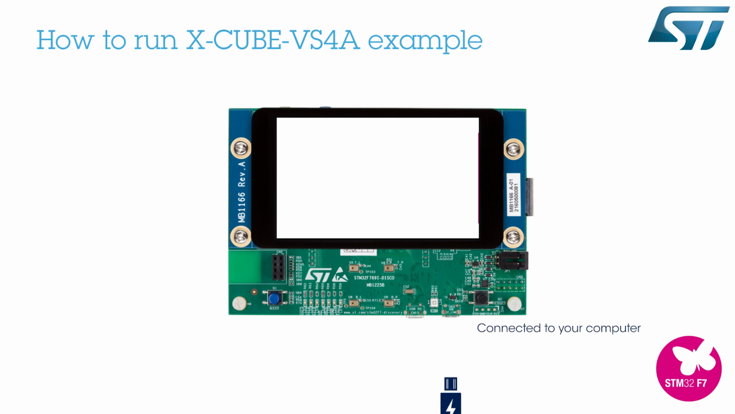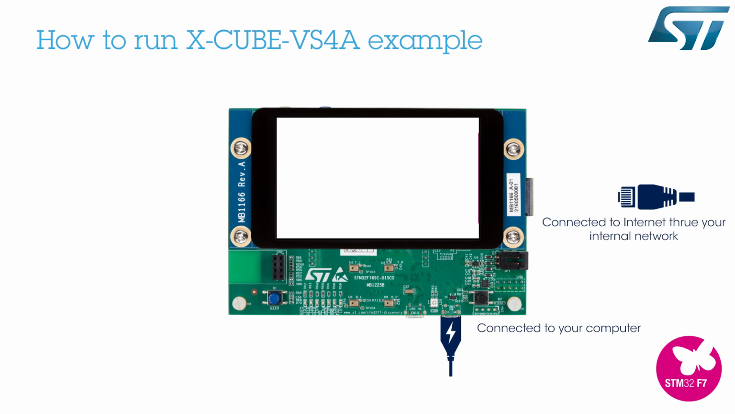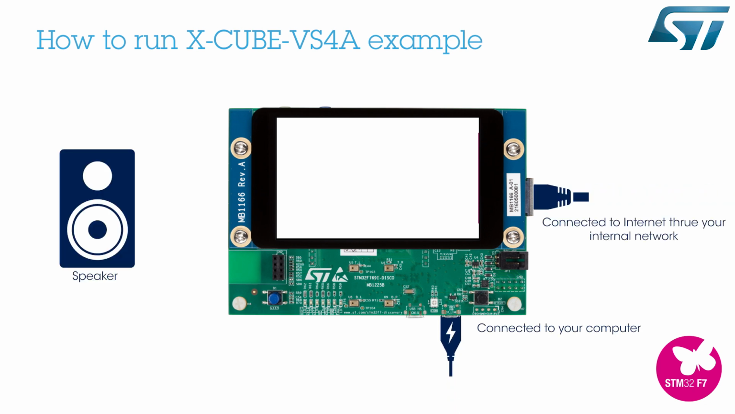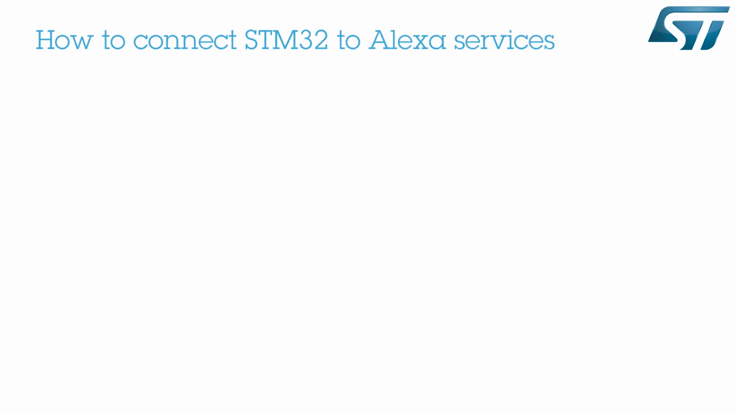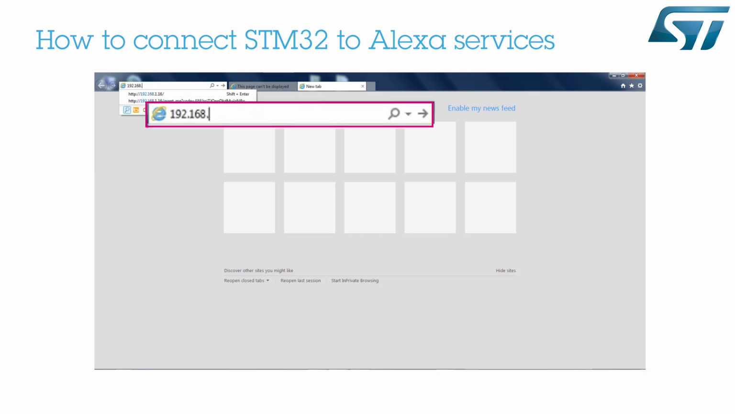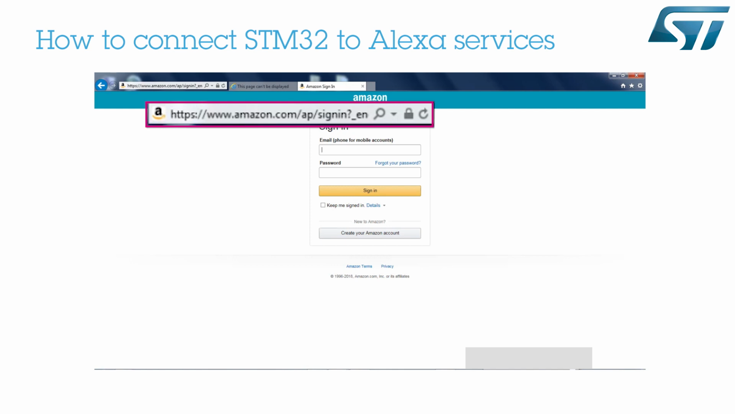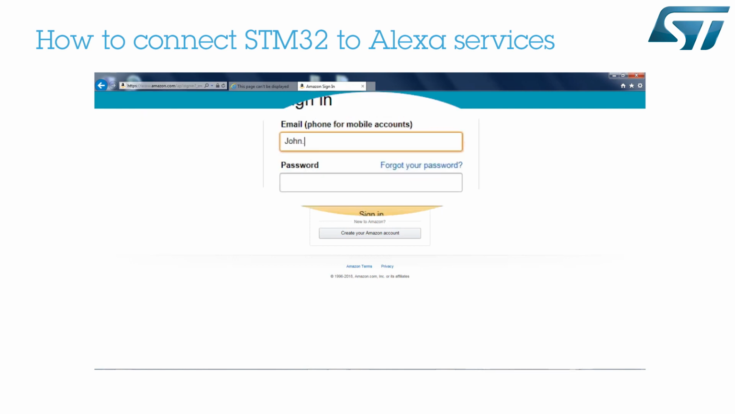On the Discovery board, connect the USB, Internet connection through your private network, and a speaker to hear Alexa. Normally, your board should be alive, and you can check if it has an IP address. The last thing to do is to connect the device to Alexa services. Open your favorite browser on your PC and type the IP address previously provided on the board. Connect to your Amazon account.